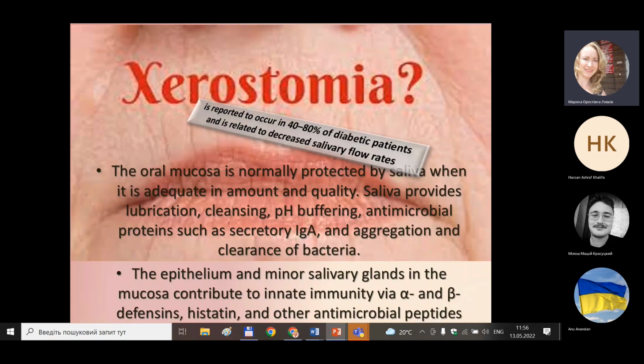And xerostomia is reported to occur in 40–80% of diabetic patients and is related to decreased salivary flow rates. The oral mucosa is normally protected by saliva when it is adequate in amount and quality. Saliva provides lubrication, cleansing, pH buffering, antimicrobial proteins such as secretory immunoglobulin A, and aggregation and clearance of bacteria. The epithelium and minor salivary glands in the mucosa contribute to innate immunity via alpha and beta defensins, histatin, and other antimicrobial peptides.